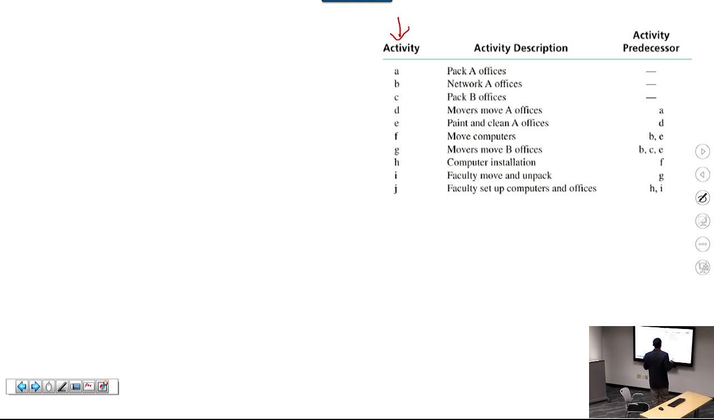Activities A, B, and C can start on their own because they have no predecessors. For example, activity G has 3 predecessors: to start activity G, you must have B, C, and E finished. That's how you read these activity predecessor relationships. And we'll draw the network using the activity on node convention.